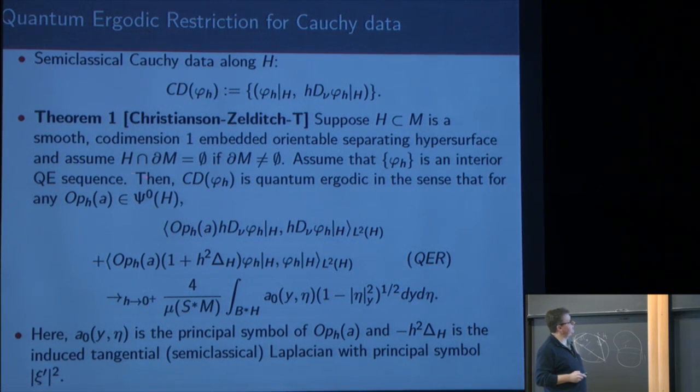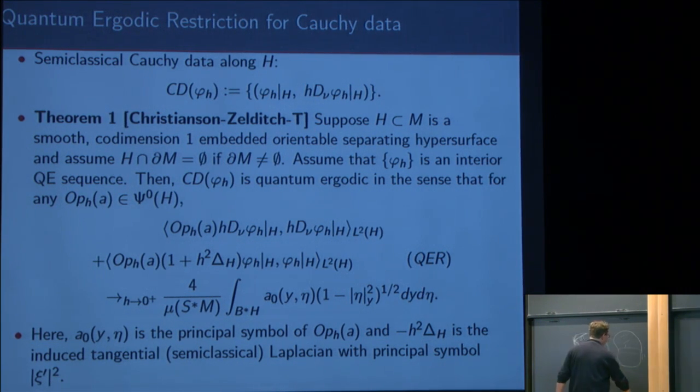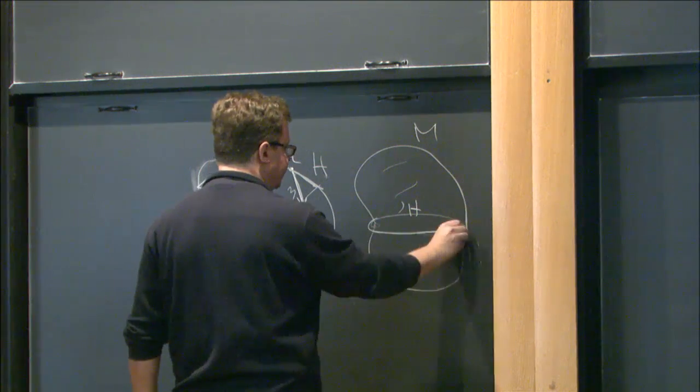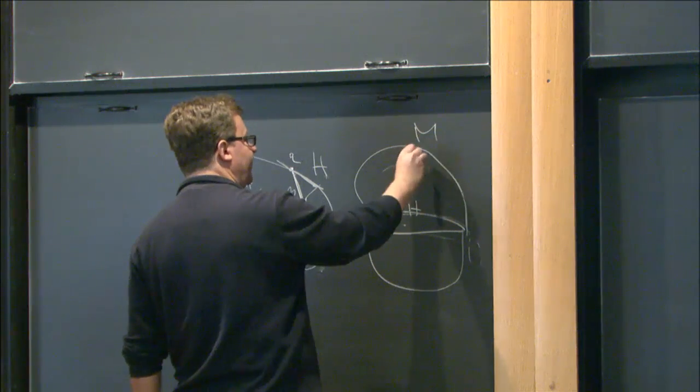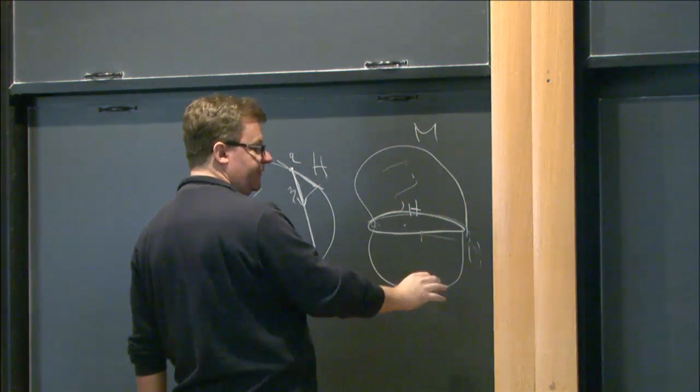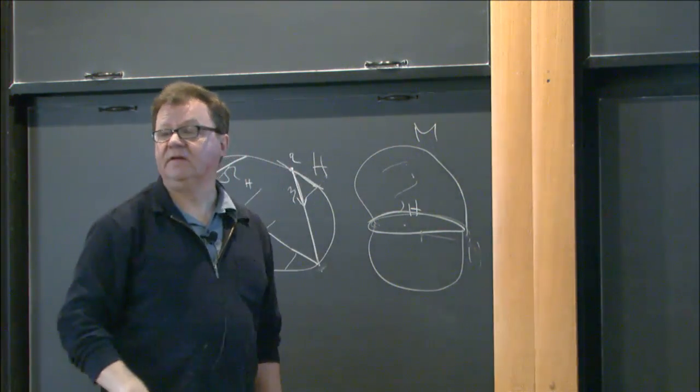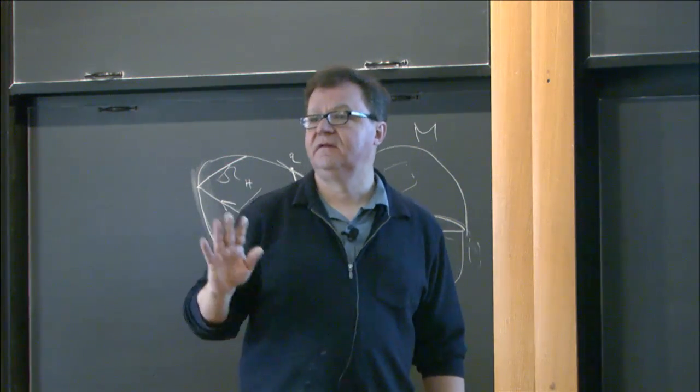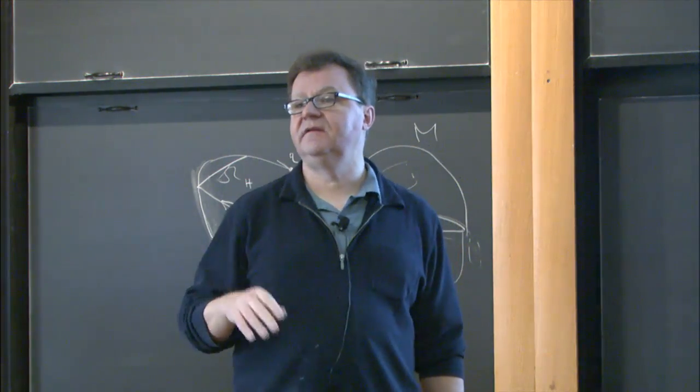You take a QE sequence on the interior, on the whole manifold M. So M is the whole manifold, H is your hypersurface here, right? So you assume that the eigenfunction sequence is equidistributed on the whole manifold. So the condition on M is a very soft condition. It's just the integral against volume. But now I want to get something much stronger.